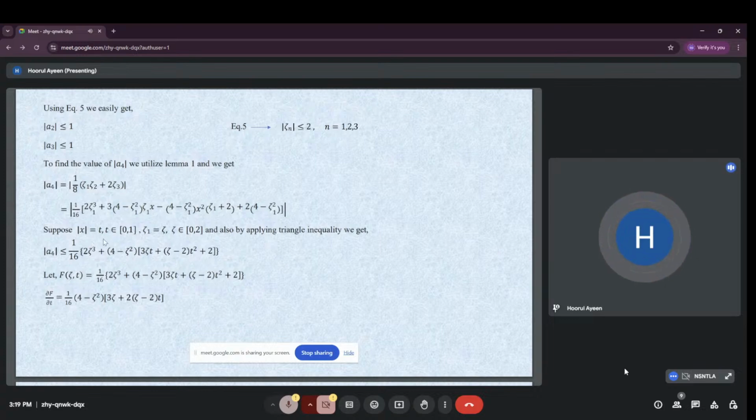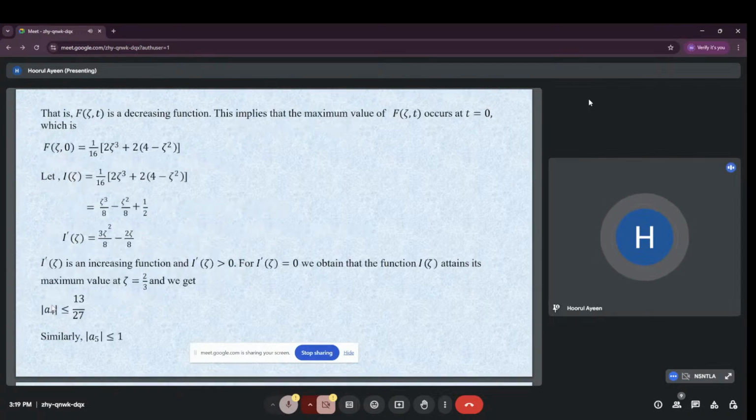I am taking modulus of x equal to t, where t belongs to [0,1] and zeta belongs to [0,2]. By applying the triangle inequality, I get the equation for modulus of a4. I am taking that equation as F(zeta, t) and differentiating F with respect to t. As this is a decreasing function, the maximum value of F(zeta, t) will occur at t equal to 0, so we substitute t equal to 0.